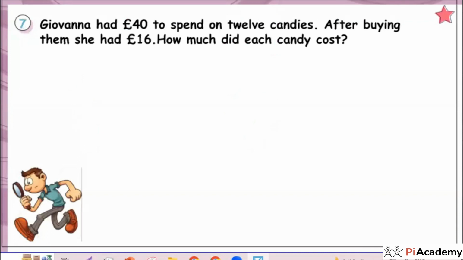Giovanna had £40 to spend on 12 candies. After buying them, she had £16. How much did each candy cost? Okay, very good. Now please solve, everyone. Thank you, Samaira. Okay, continue solving.